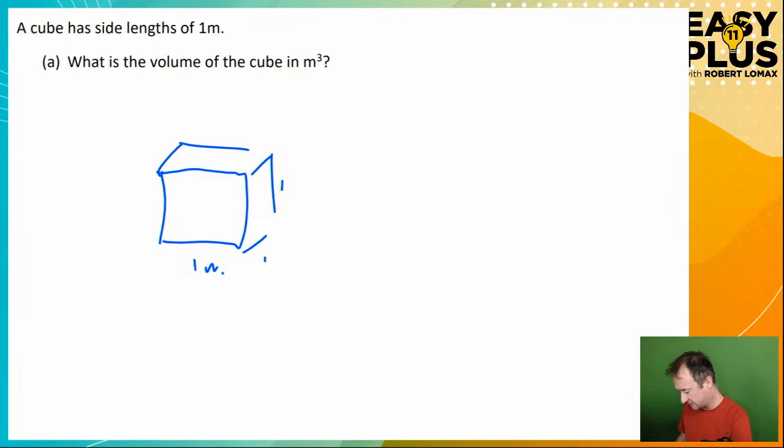Yes, you could put meters, but this is not a sketch for anybody else. This is just a sketch for me to help me with my working as I answer a question. So I could just put 1. Now this is our cube, which has got 1 meter by 1 meter by 1 meter. So I find the volume by doing 1 times 1 times 1, which equals, no surprise, 1. So the volume of the cube is 1 meter cubed.